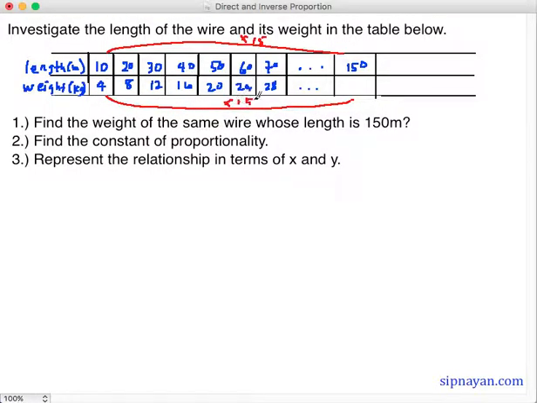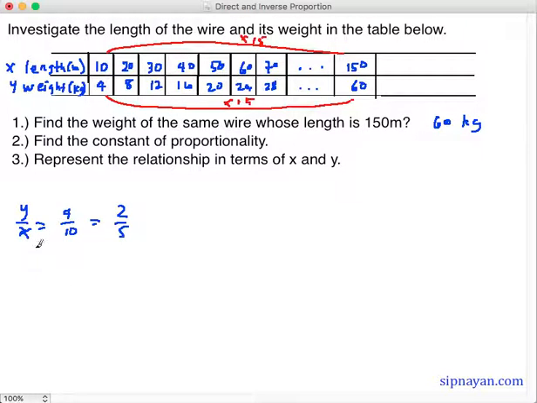This is times 15. 4 times 15 is 60. So, this is 60. Oh, not meters, but kilograms pala. Find the constant of proportionality. So, alin ang x natin? Ito yung x natin, ito yung y natin. What is y over x? y over x is equal to 4 over 10, which is equal to 2/5.